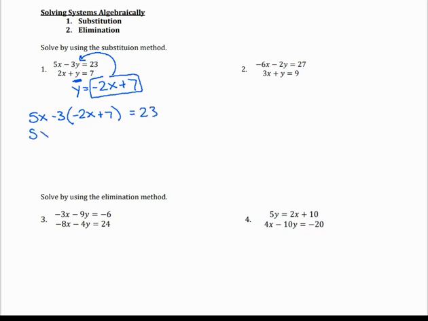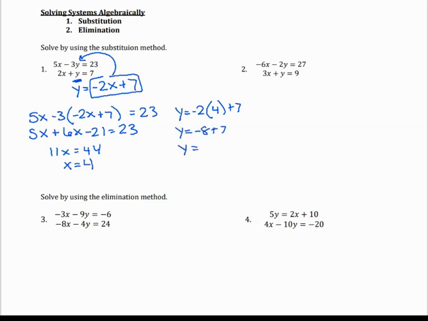Distribute and combine like terms. So 5x plus 6x minus 21. We add those together, we get 11x equals, add 21 over, gives me 44, so x equals 4. But we're looking for an ordered pair, so don't stop there. Now go back to find our y. So y equals negative 2 times x plus 7. This will give us negative 8 plus 7, which is negative 1.